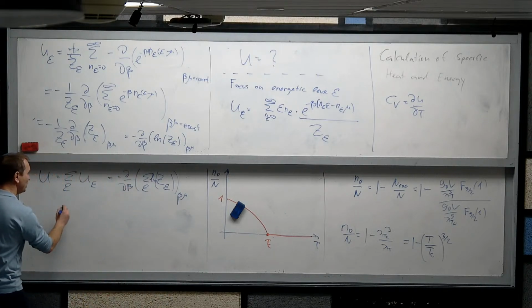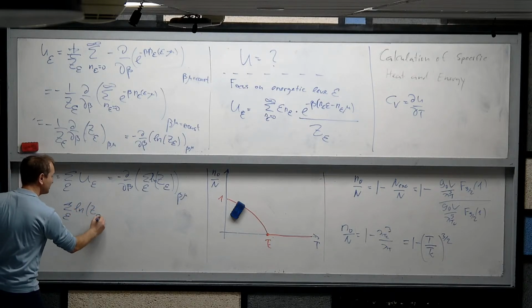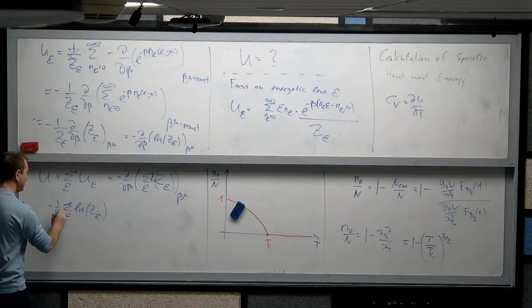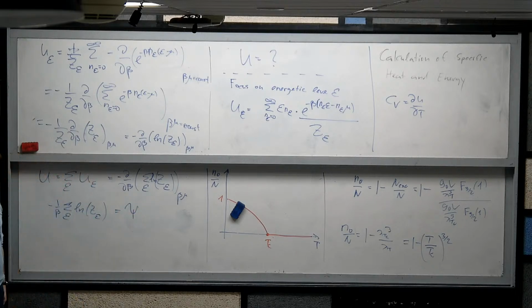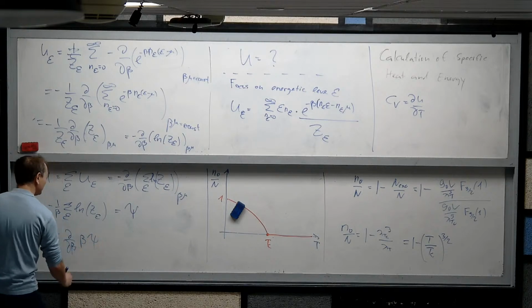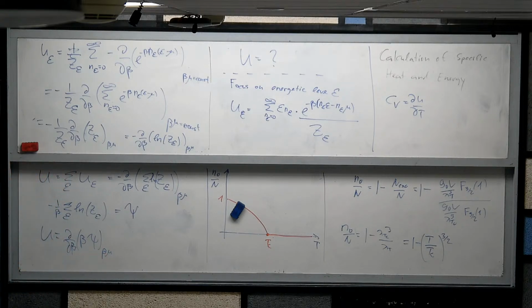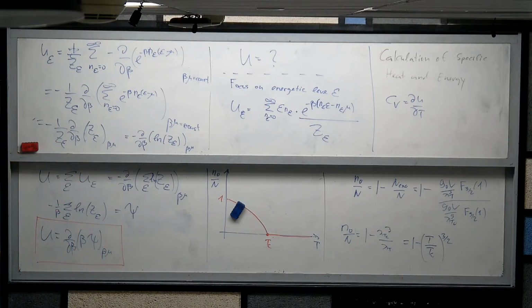But remember, what is the sum over epsilon of log z epsilon? Well, up to a factor of minus 1 over beta, it is just the grand canonical potential. So we reach the following form: u equals d over d beta of beta times the grand canonical potential, while keeping beta mu constant. It's a very nice formula.